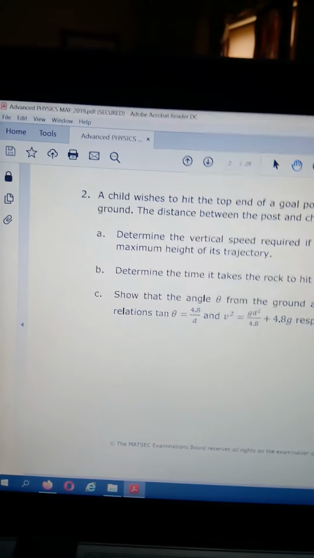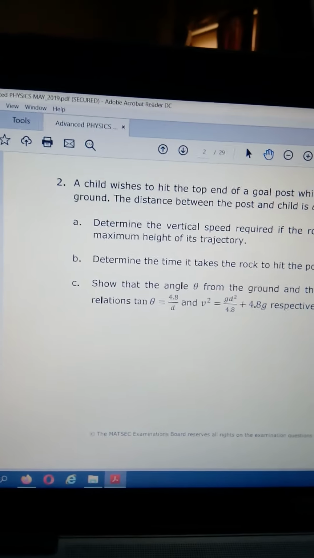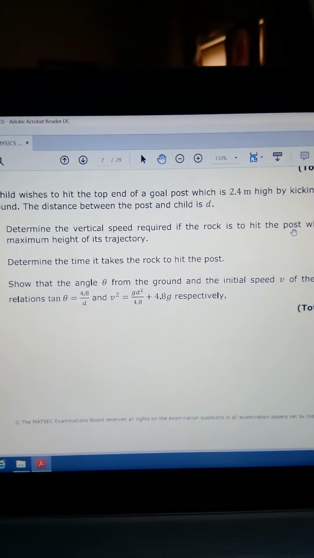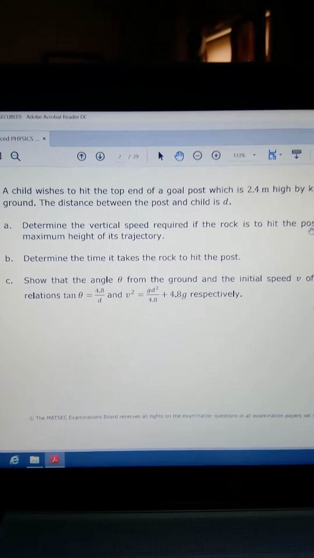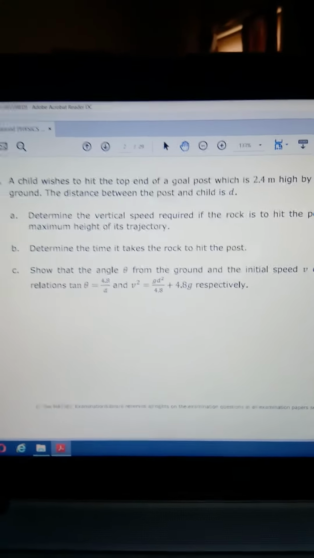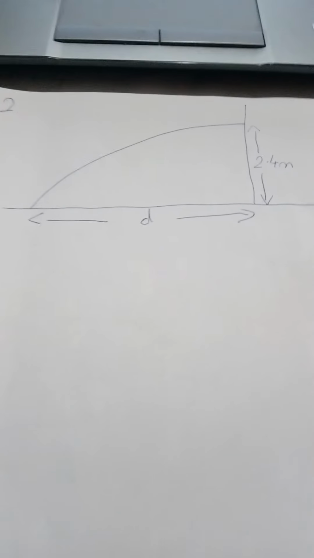Okay, so now we're going to continue with number 2, which is quite a difficult one, I would say. A child wishes to hit the top end of a goalpost, which is 2.4 meters high, by kicking a rock off the ground. The distance between the post and the child is small d. Determine the vertical speed required if the rock is to hit the post when it is at the maximum height of its trajectory. Now, to work this out, I've already started a diagram.